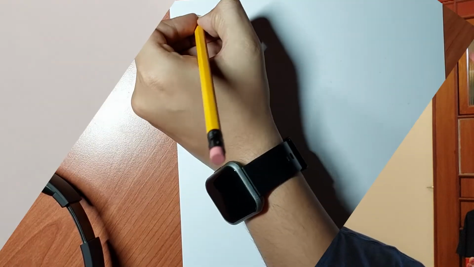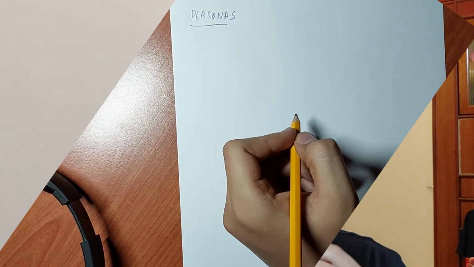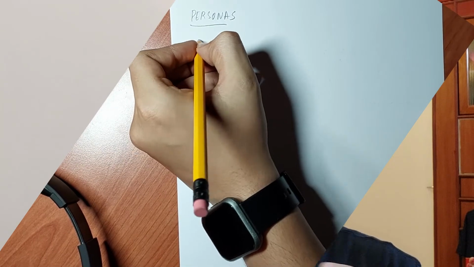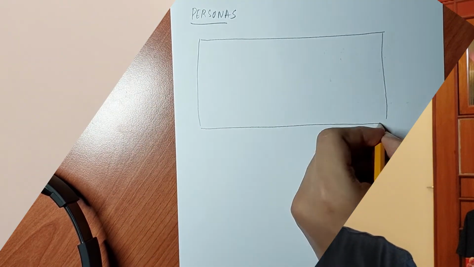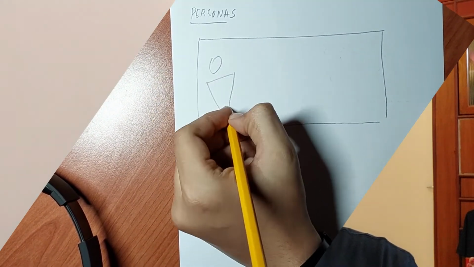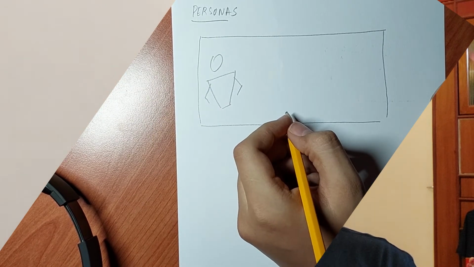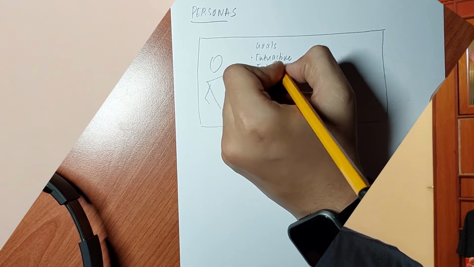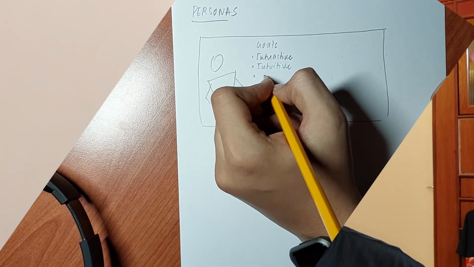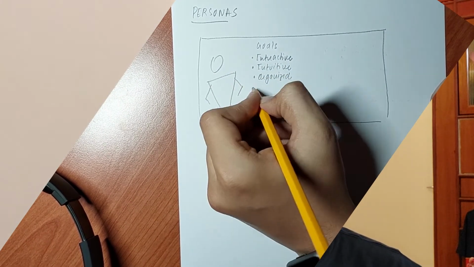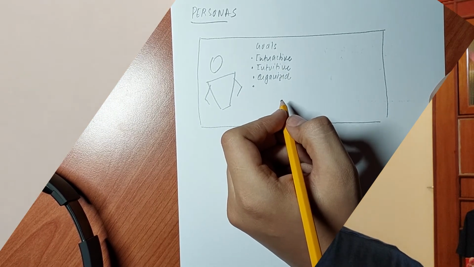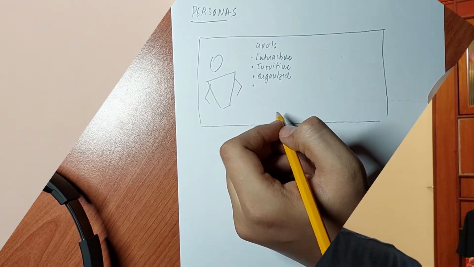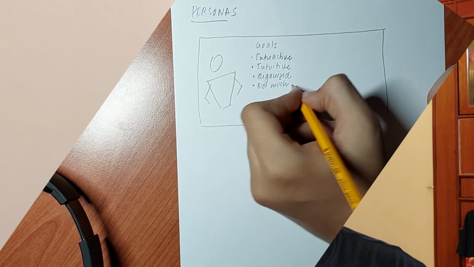A persona gives you a gist of the user who's using your platform or your product. So I'll be taking two things into consideration in the persona, which are goals and frustrations. So for this user, the goal is, number one, it should be interactive. Number two, it should be intuitive. Number three, it should be organized. Number four, there should not be much empty space. And number five, the text should be big.